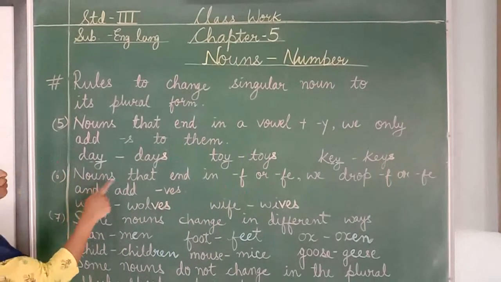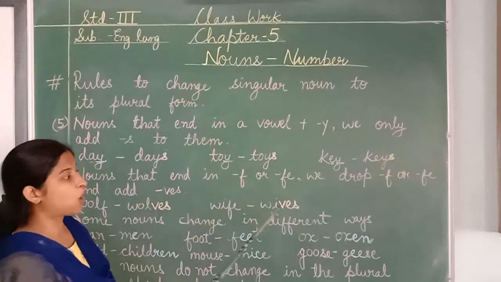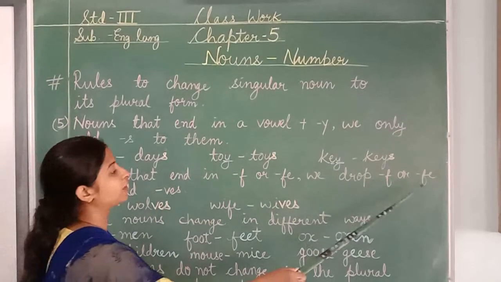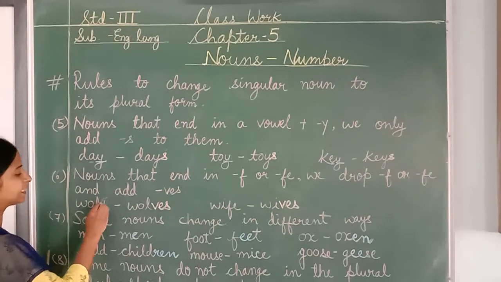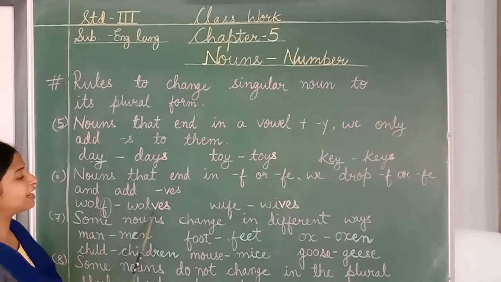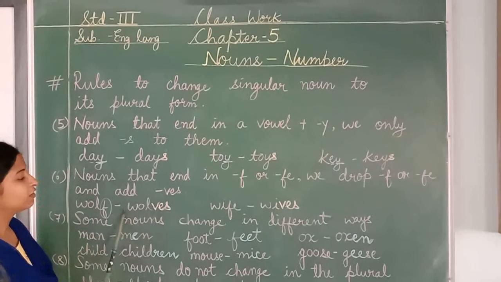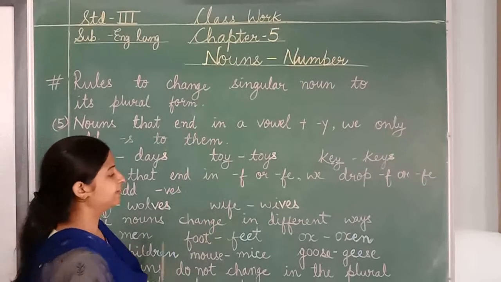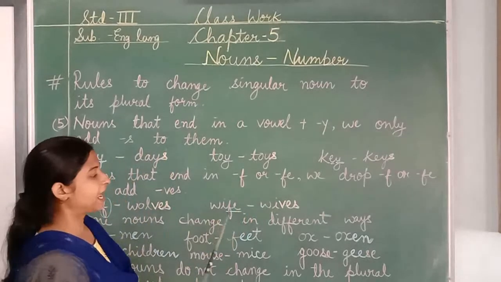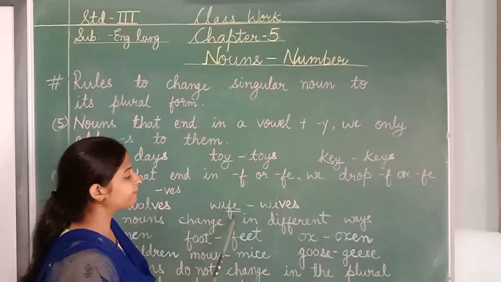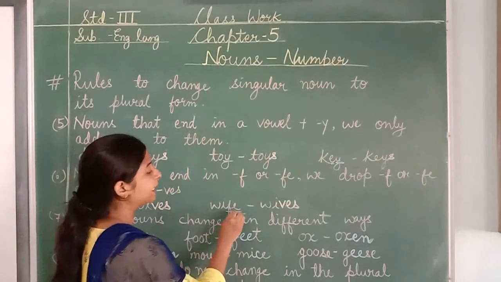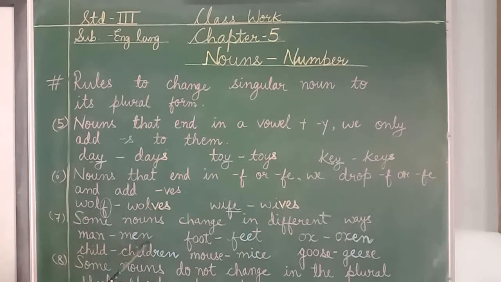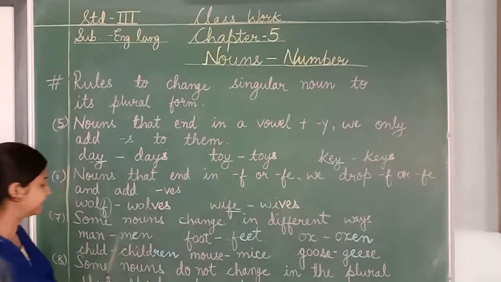Rule number 6. Nouns that end in F or FE, we drop F or FE and add VES. Wolf. What is at the end? F. We will remove F and we will add VES to make it plural. Wolves. Wife. What is at the end? FE. We will remove FE and add VES to make it plural. Wives.